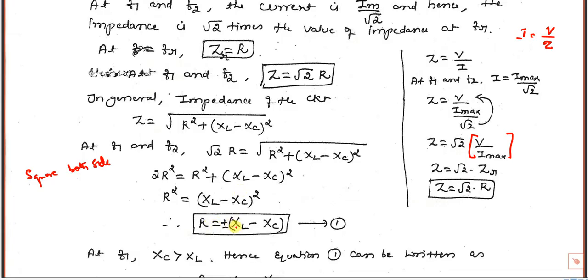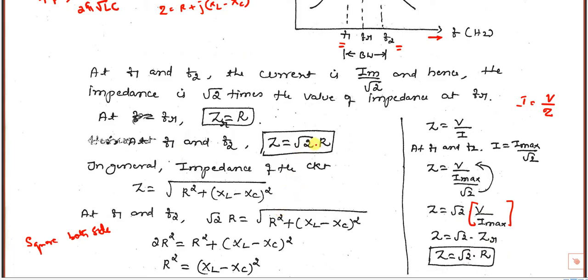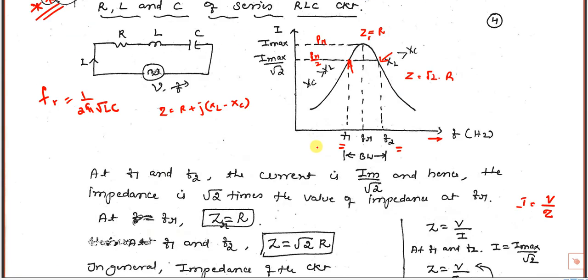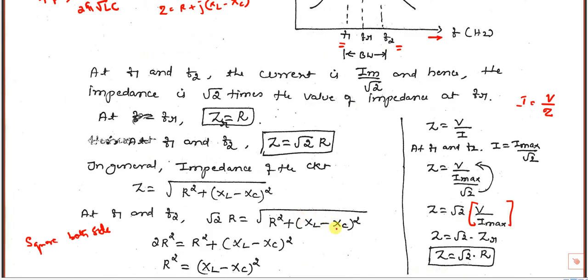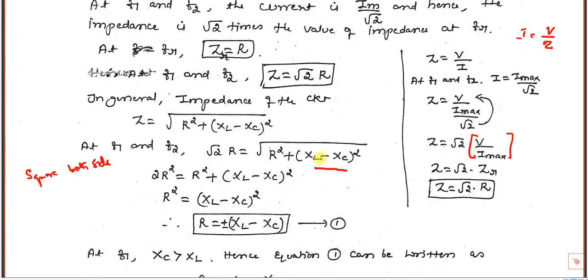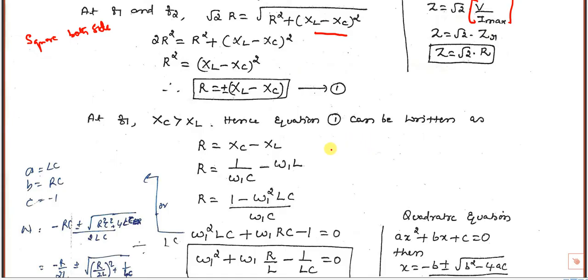R value is given by XL minus XC. That is possible because Z is equal to root 2 times R, which means you should get R square here also. If you get this R square, then R square plus R square is 2R square, and that is equal to root 2 times R. So we have shown that at resonance, at f1 and f2, R value is equal to plus or minus (XL minus XC). Based on that we are going to derive now.